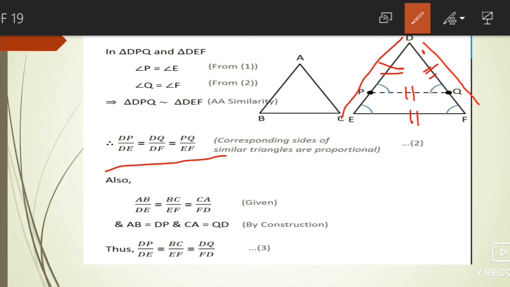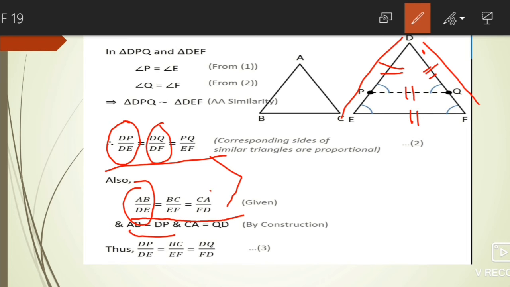But it is also given that AB by DE is equal to BC by EF is equal to CA by FD. If you combine these two equations, you can state that these two ratios are equal. Why? Because AB and DP are the same. Next, this is equal to this ratio. Why? Because AC and DQ are the same from the construction, and the denominator is also equal.